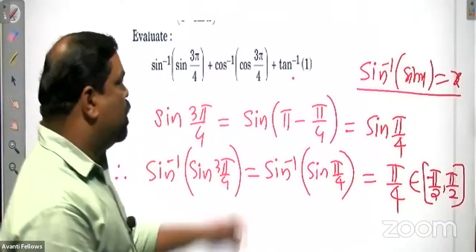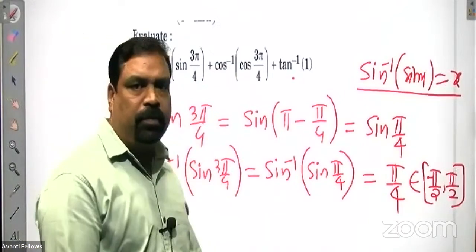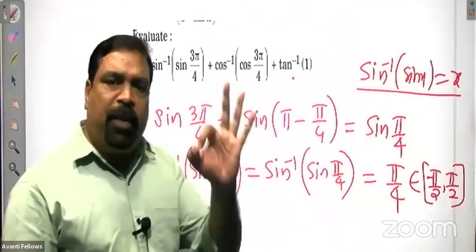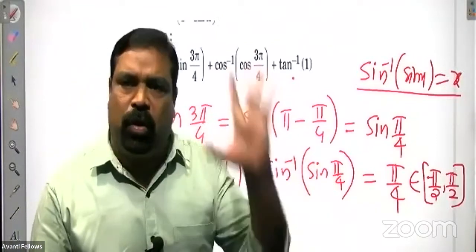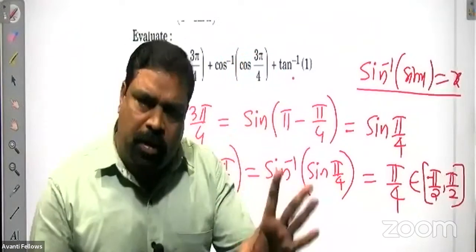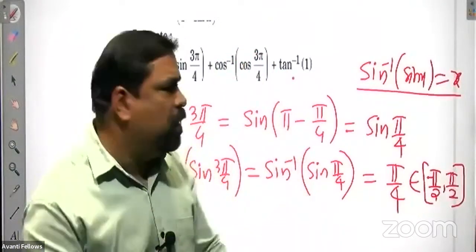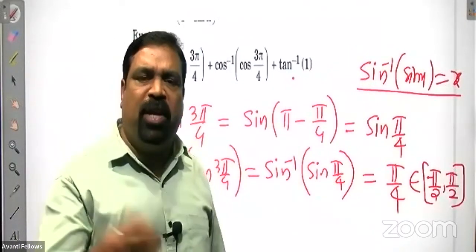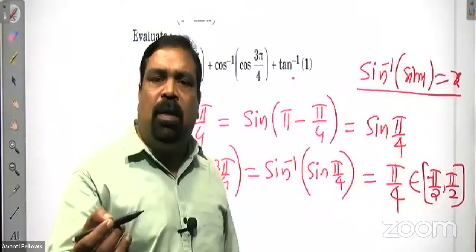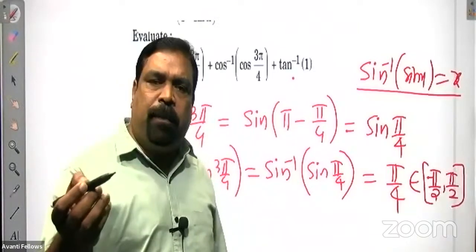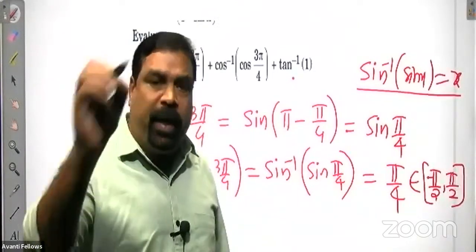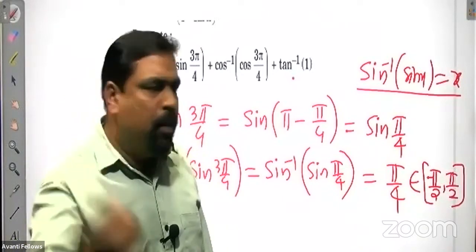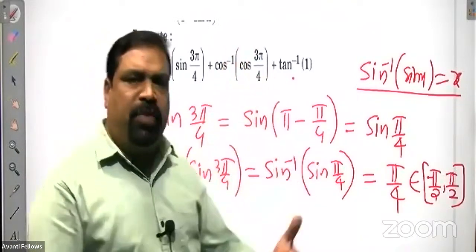Now the second term, cos inverse cos 3 pi by 4. Again, we have to see first whether 3 pi by 4 belongs to the principal value branch of cos inverse or not. If it is true, directly we can apply the property cos inverse cos x equal to x. So what is the principal value branch of cos inverse x? The range of cos inverse x is 0 to pi. In between 0 and 180 in degrees, if I say. So very clearly 3 pi by 4 means 135 degrees actually.